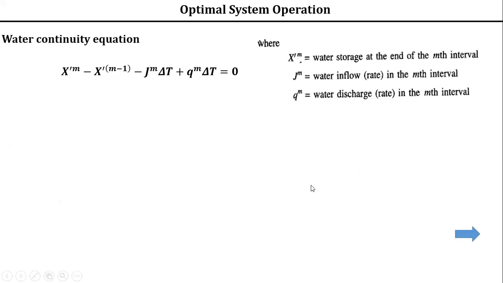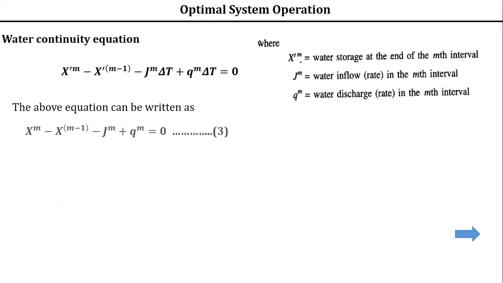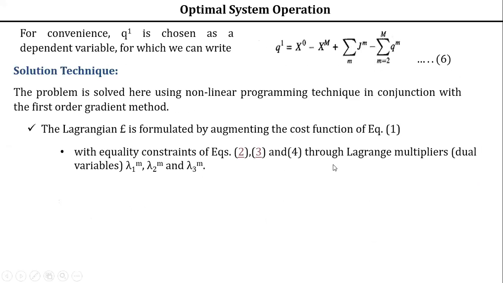And then 3 is your continuity equation, the water continuity equation. Understood? Then equation 4 is your real power generation by the hydropower plant, which I have given. So this we have to augment along with the cost function, similarly to how we have done for the thermal plant alone.